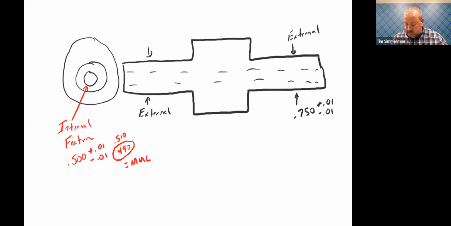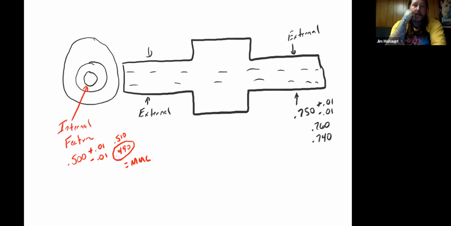What's the upper limit? Dave, you want to do the math on this one? No. 0.760 would be the high. 0.740 would be the low, right? At what size is the part at its heaviest? The bigger one this time, because it's external. So 760, right?